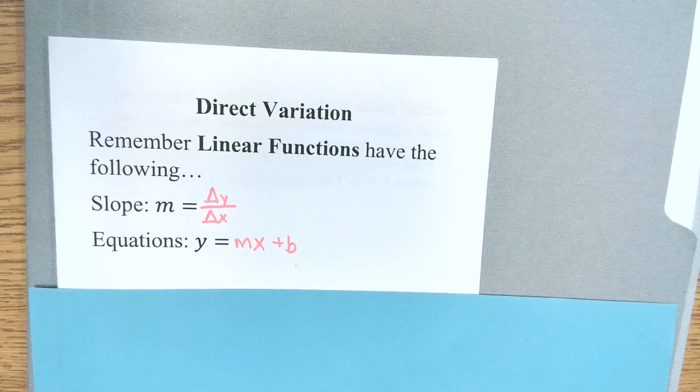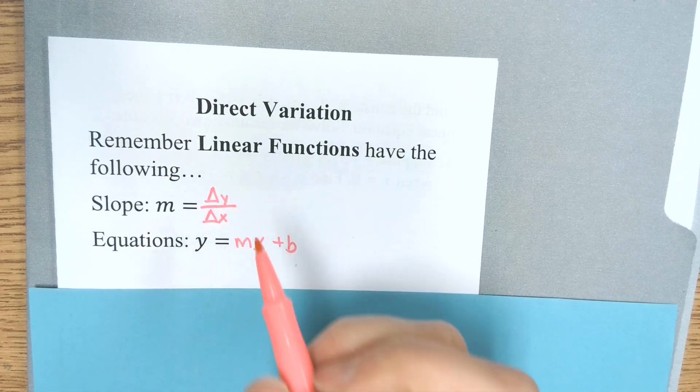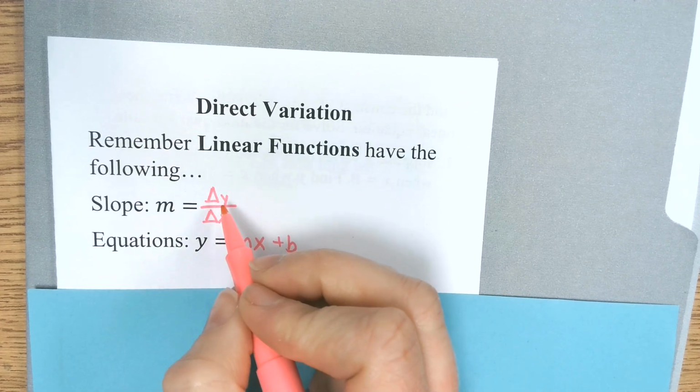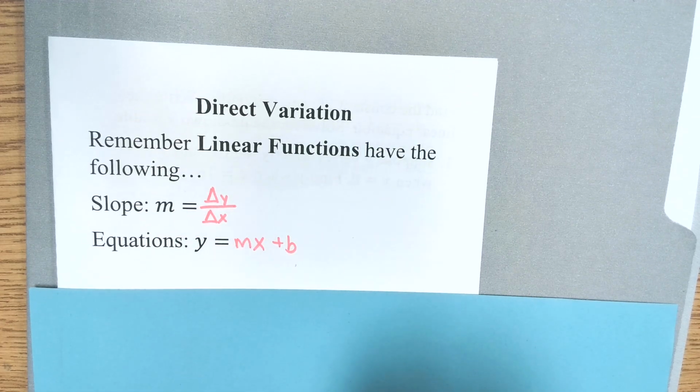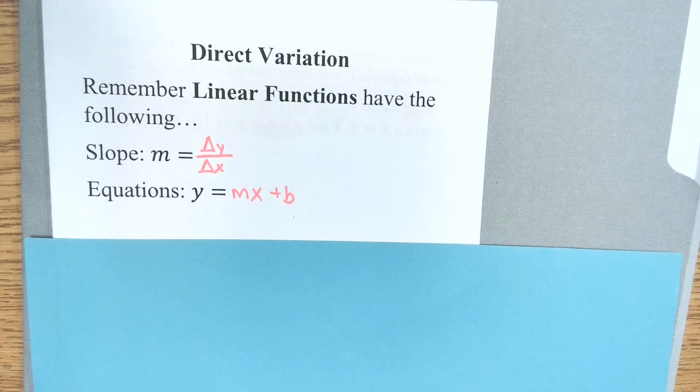We are going to talk about linear functions. A special type of linear function is direct variation. Slope for linear functions is change of y over change in x. We put the y on top and the x on bottom with linear functions. And the equation for a linear function is y equals mx plus b, where m is your slope, it's your rate of change, and b is where you start.